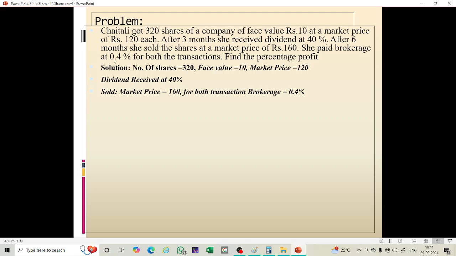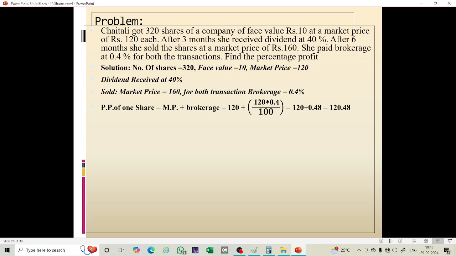She paid brokerage of 0.4% for both the transactions. So at the time of purchase as well as at the time of selling we have to use brokerage 0.4%. Now here also we have to find percentage profit. For this first we will find purchase price of one share. For this we require market price and brokerage, both values they have given. So purchase price of one share is equal to market price plus brokerage, which is 120 plus 120 into 0.4 upon 100.